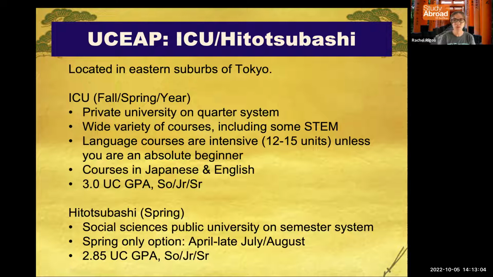International Christian University is historically a Christian university, but you don't need to be Christian or religious to attend ICU. And it is a private university on a quarter system. It's the only partner institution that we have with EAP that is on a quarter system. So their fall and spring quarters at ICU line up well with our academic calendar here at UCSD. You can also attend ICU for a full year if that's something that you're interested in.